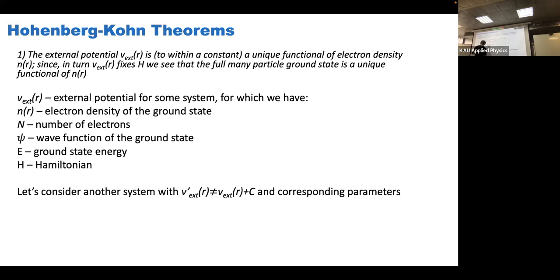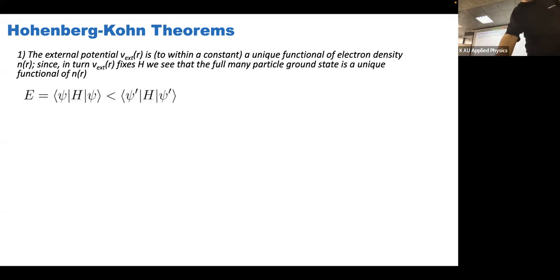Okay, let's consider another system with an external potential V prime external, which does not equal V external plus C, to within a constant. It's just some constant. So it's some different external potential, and we have N prime, psi prime, E prime and all other primes. So we will consider another system.